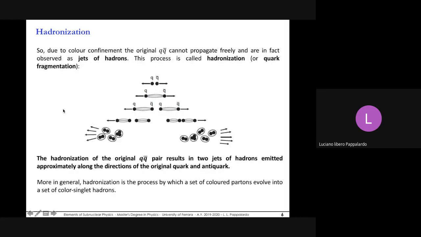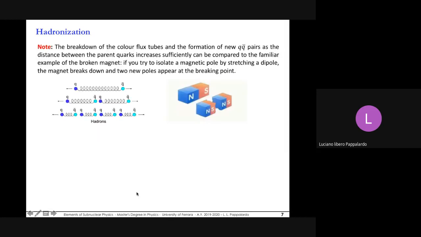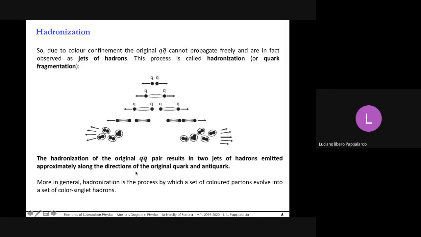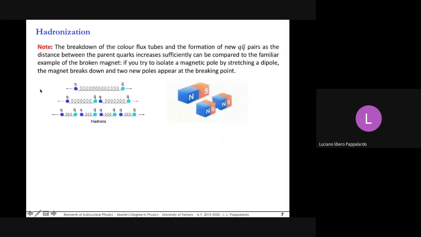More in general, hadronization is the process by which a set of colored partons, so the quarks essentially, or gluons, as we will see, evolve into a set of colorless objects, so the color singlet hadrons. Now, back on this string break process here, how we can interpret this.